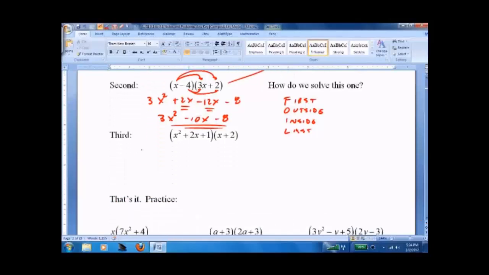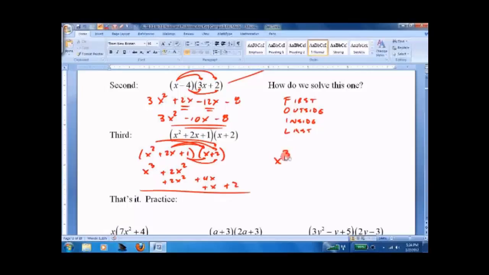So, last one to do. I have to rewrite it because I ran out of space. X squared times x is x to the third. X squared times 2 is plus 2x squared. 2x times x, now I like to write these as 2x squared underneath the other ones. So then it reminds me that I can add them together, plus 4x. This works for some people, doesn't work for others. Plus x, plus 2. And then I'm adding them all down. X to the third is x to the third. 2 plus 2 is plus 4x squared. 4 plus 1 is plus 5x plus 2.